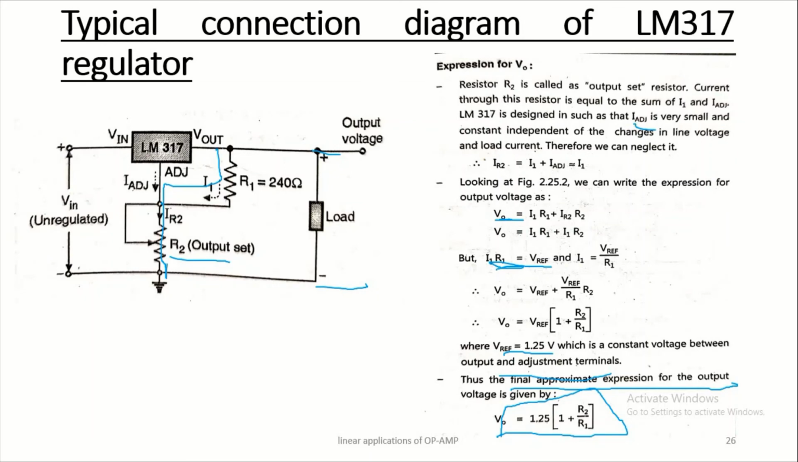The features of the LM317: output current is in excess of 1.5 ampere, output adjustable between 1.2 volt and 37 volt, internal thermal overload protection, and internal short circuit current limiting.